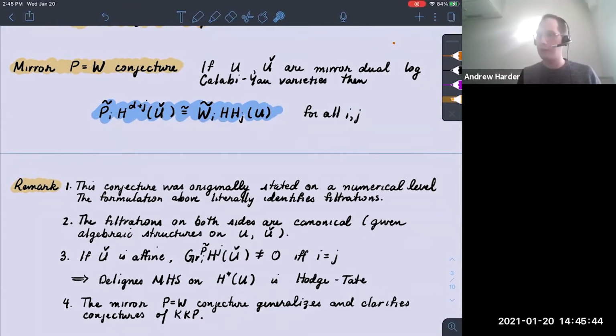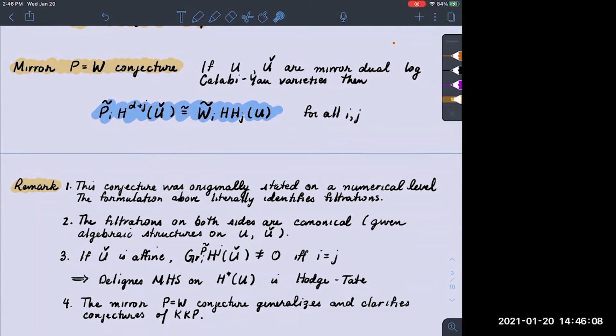I should also point out, and this is something I've mentioned a little bit already, that the P and the W filtrations are canonical filtrations associated to the varieties. So these are things that don't depend on data that I choose, just the algebraic structure. Once I have the structure on both sides as an algebraic variety, I get these filtrations for free.